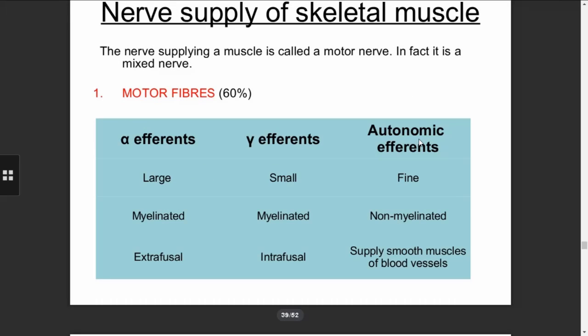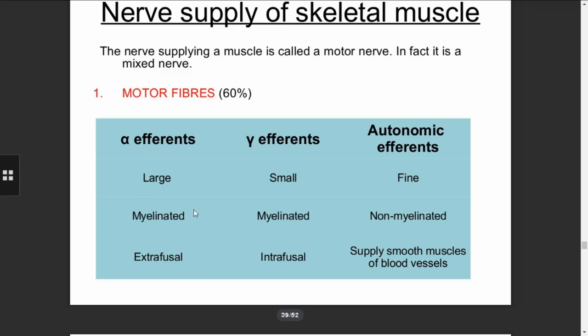Alpha efferents are large nerve fibers. Gamma efferents are small nerve fibers, and autonomic are very fine nerve fibers. Again, on the basis of myelination, alpha and gamma are myelinated, whereas autonomic is non-myelinated.